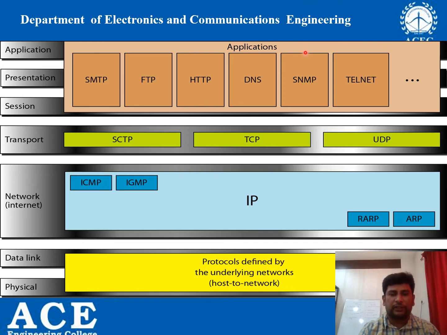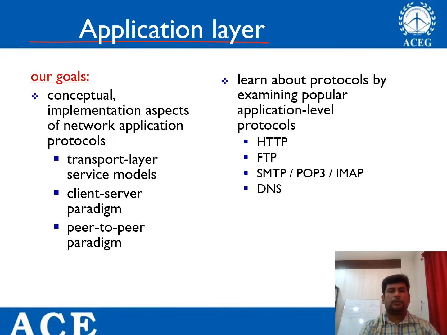Let's have a quick understanding of the various types of application layer protocols. In this unit, we will be trying to focus on the conceptual and implementation aspects of network application protocols. Then what are the different transport layer service models we have? What do you mean by a client-server paradigm? And then what do you mean by a peer-to-peer paradigm? After understanding these different types of models and paradigms, we will understand various protocols by examining the most popular application layer protocols like HTTP, FTP, SMTP and DNS.